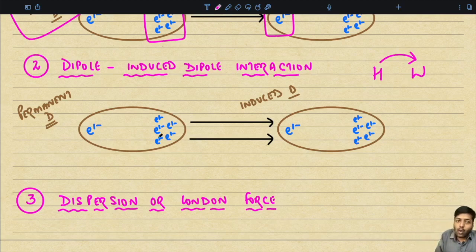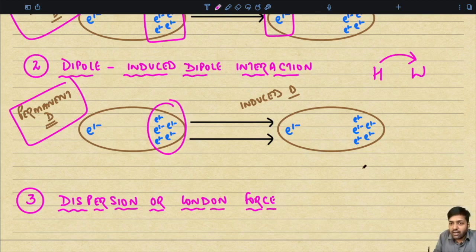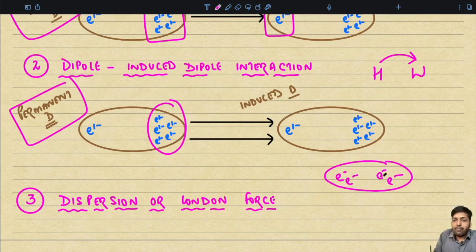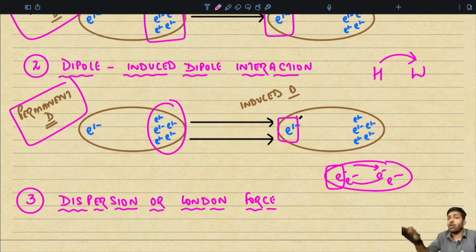Over here, the bond is between a permanent dipole, a dipole which is already existing, and this particular end is actually inducing. This particular dipole actually had an equal number of electrons. But because this end came close to that end, many electrons migrated towards this part, and only one electron was left over here. So the interaction is between one permanent dipole and an induced dipole. Such a kind of interaction is called a dipole-induced dipole interaction.